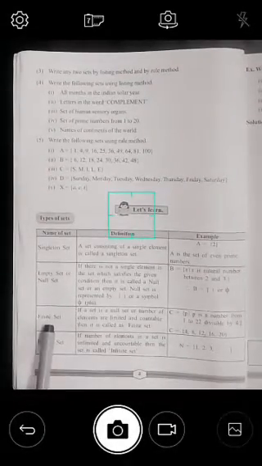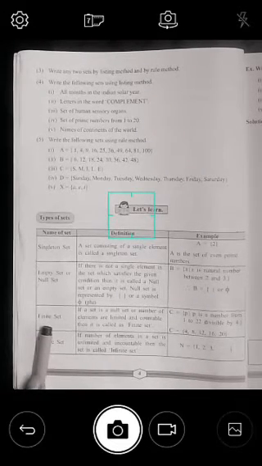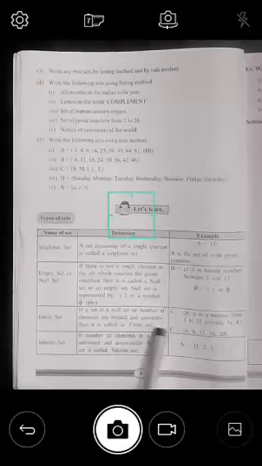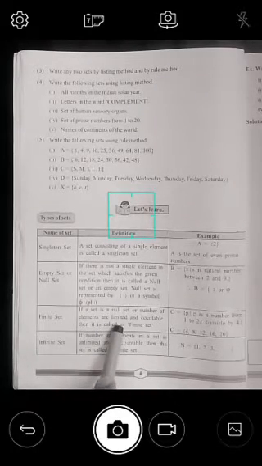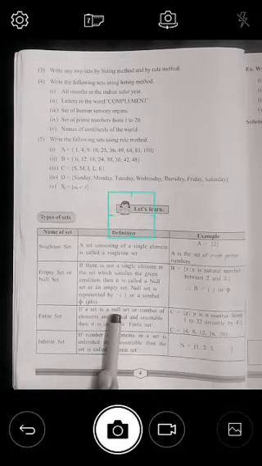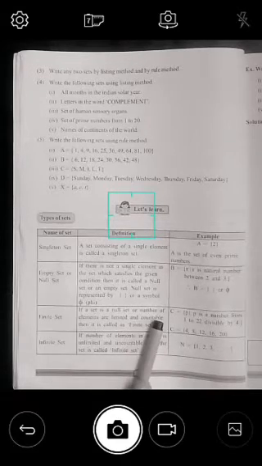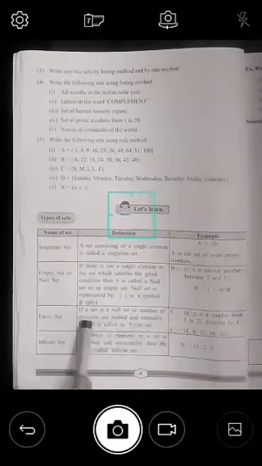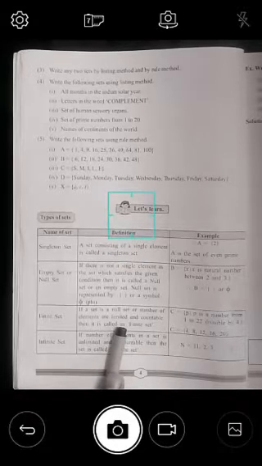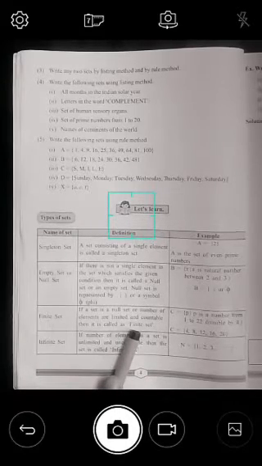The next is finite sets. If we can count the number of elements in the set, then we can call it a finite set. Even a null set is a finite set. So if a set is null, that is it's empty, that is, we all know that there is no element in that set, or the number of elements is limited, and we can count that number of elements, then it is called a finite set.